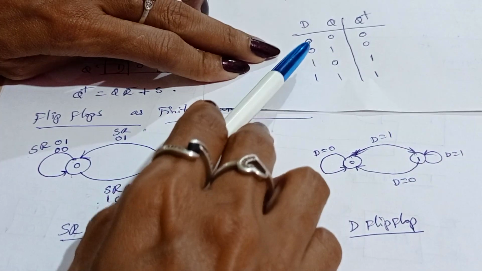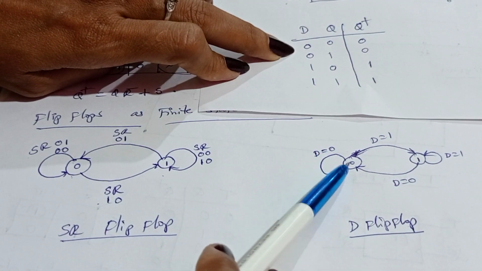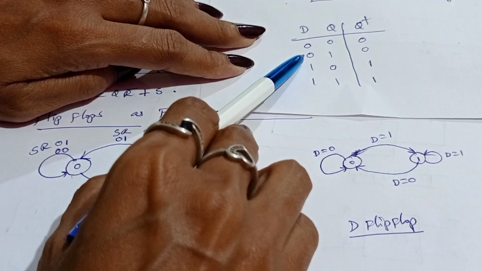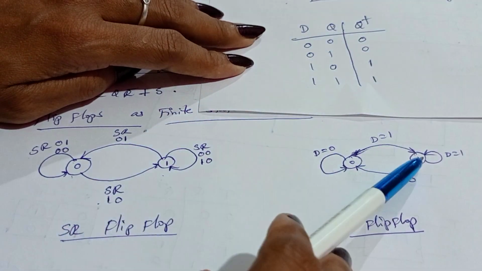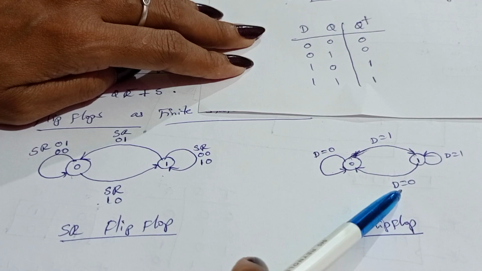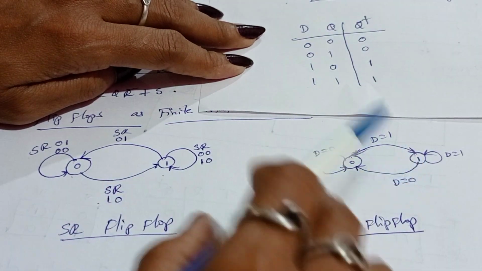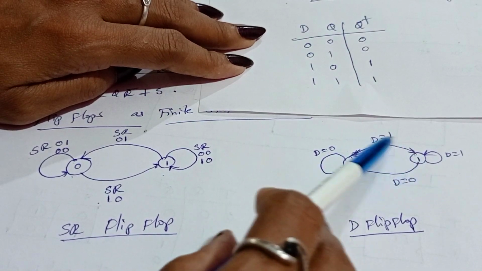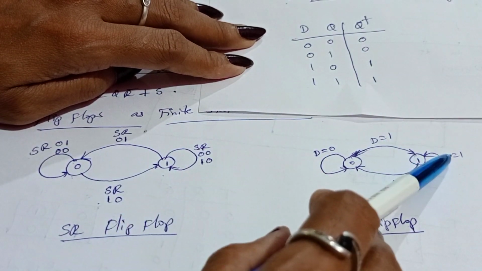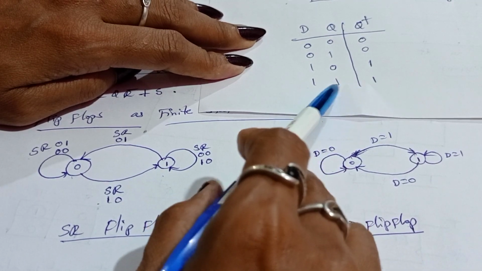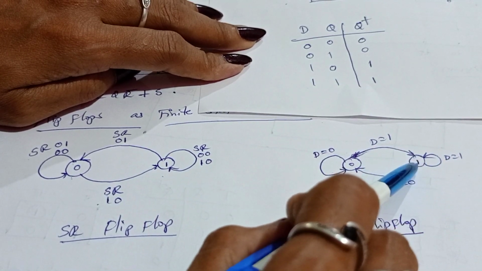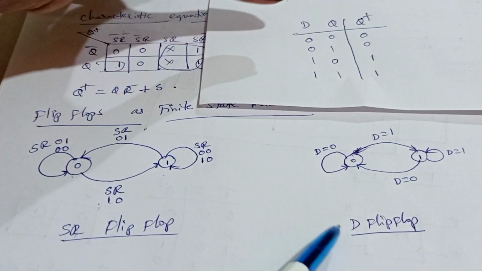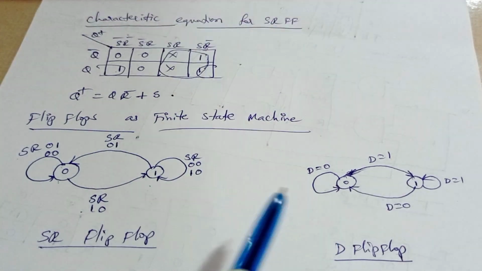D is 0, it is in the same state. Again, D is 0, it is changing from state 1 to state 0. When D is 1, it is in state 0, changing to state 1. And when D is 1, in the same state, Q is state 1 and next state Q plus is also the same state. This is the finite state machine for D flip-flop.